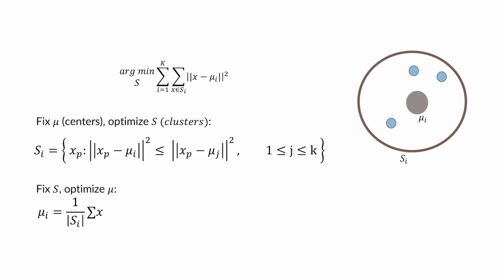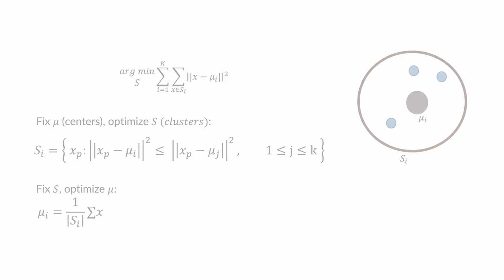And then we have the other 2 equations of the cycle, where you fix the centers and you're trying to optimize the cluster. So you're trying to assign points to the clusters based on the minimal distance between the centers of the clusters and the points. After you fix the clusters, you can optimize the new centers, and you do that by taking the average of the points that you have found for that cluster.